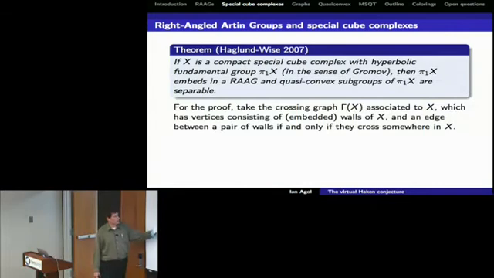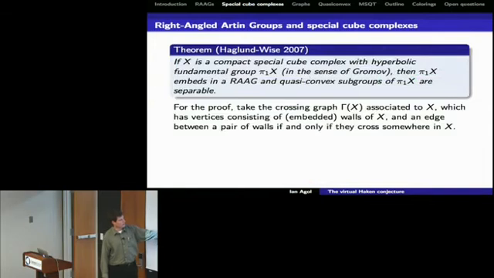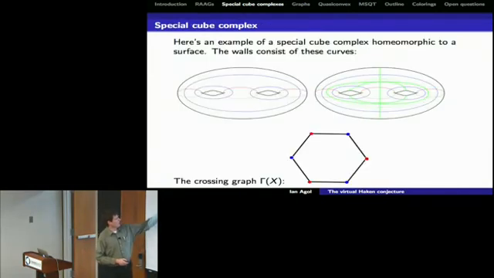For the proof, you take the crossing graph associated with the complex X, like we just did here, and you get an associated Artin group. And then there's a natural map from the special cube complex to the Salvetti complex of that right-angled Artin group, because each edge here will be labeled by its dual wall. So this edge here will be labeled by this red wall. This edge will be labeled by this blue wall, etc. And in the corresponding Salvetti complex, all the edges will be labeled by the generators, which correspond to the hyperplanes here. So there's a canonical way to map.